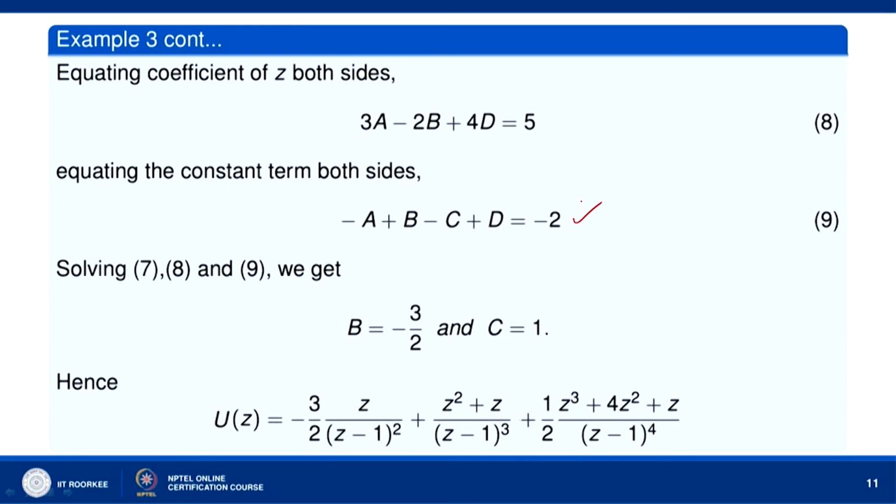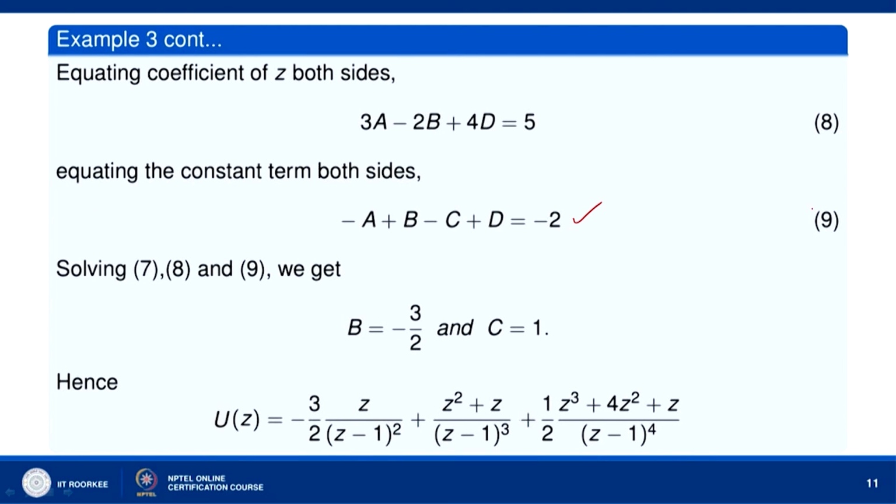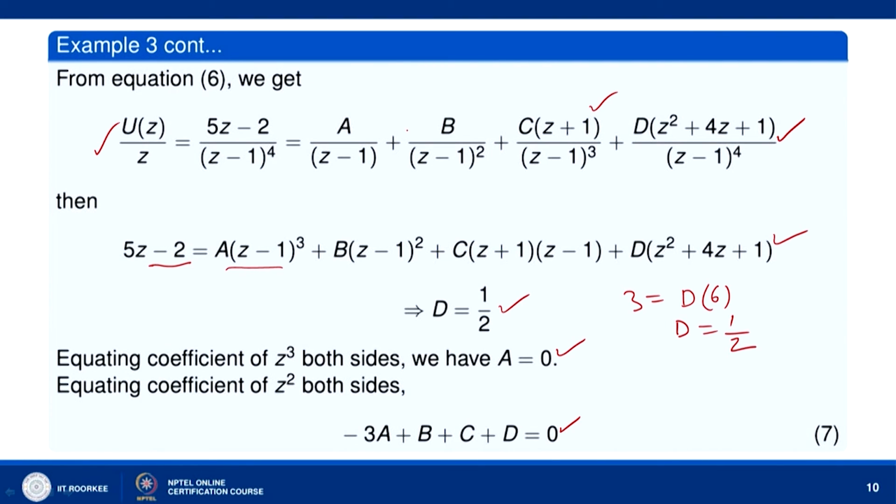Now, solving 7, 8 and 9. We know the values of a and d, we can put them, we get the value of b and c, b equal to minus 3 by 2, c equal to 1. So, we get U z. U z equal to minus 3 by 2, minus 3 by 2 is the value of b. A is equal to 0. So, this term becomes 0.